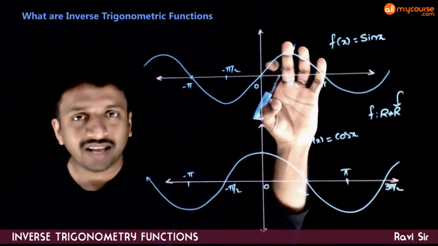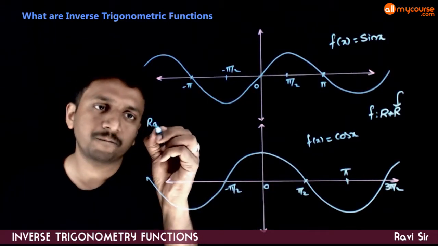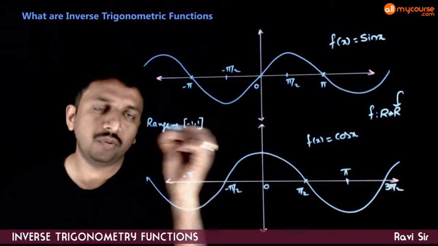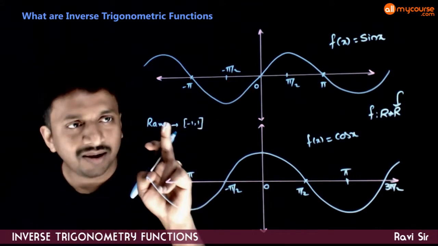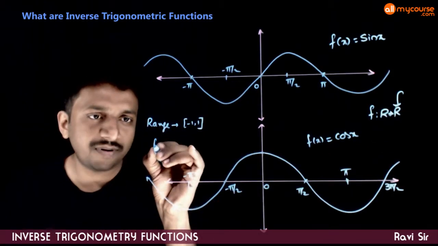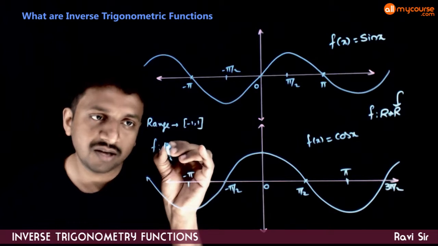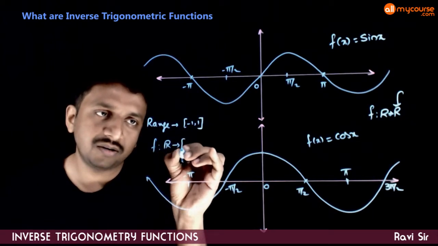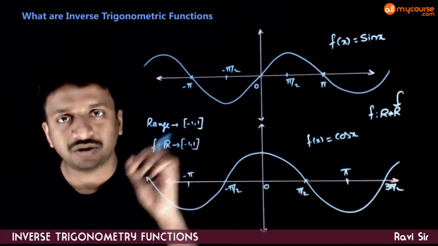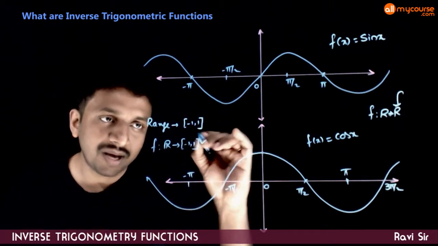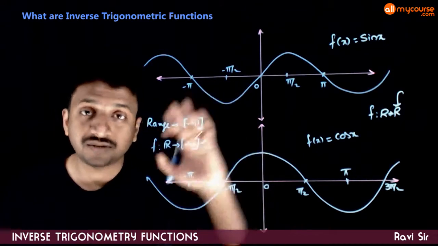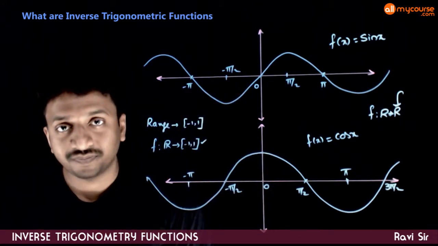We know that the range of sin x and cos x is -1 to 1. So I'll make the range equal to the codomain. First I'll define these functions from real numbers to -1 to 1. If I do this restriction of codomain, now the codomain is equal to the range of the function, hence both these functions have become onto functions.